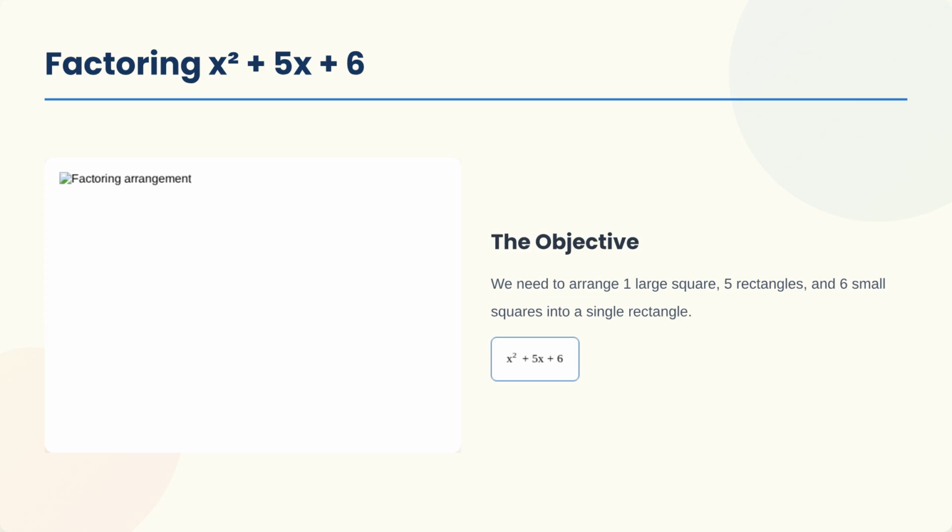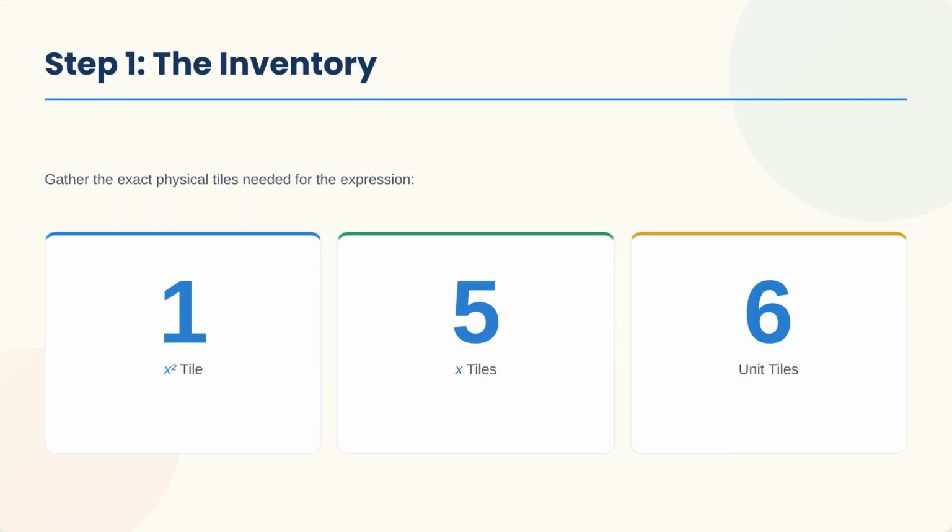Moving to Part 4, let's look at the practical application of this method, step by step. Our goal is to factor the expression x squared plus 5x plus 6. We must arrange one large square, 5 rectangular tiles, and 6 unit tiles into a single, complete rectangle. The first step is simply gathering our inventory. We need exactly 1 x squared tile, 5 x tiles, and 6 unit tiles.